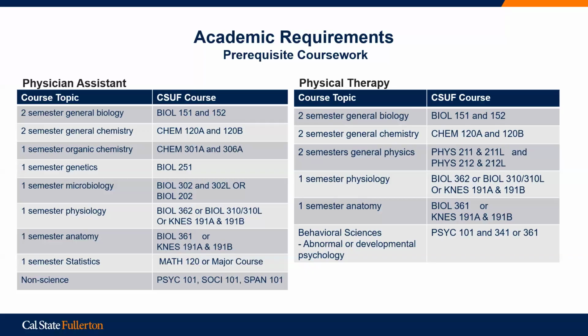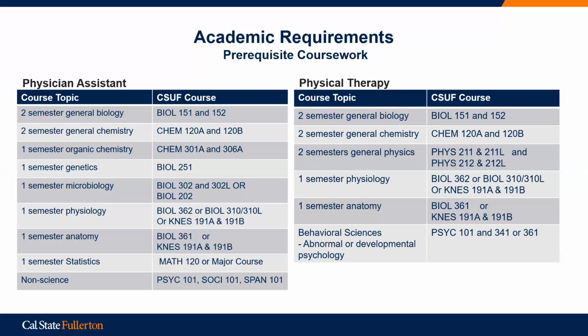Also, typically 1 semester of statistics, elementary statistics, Math 120 is fine. Or if your major has a statistics course, for example, our public health and kines majors do 349, that would also meet requirements. And finally, some non-science prerequisites tend to include Psych 101, Soc 101, and Spanish 101, sometimes even Spanish 102, a second semester of Spanish.